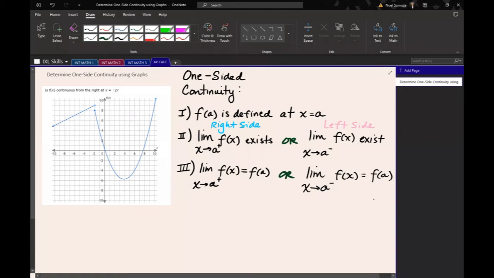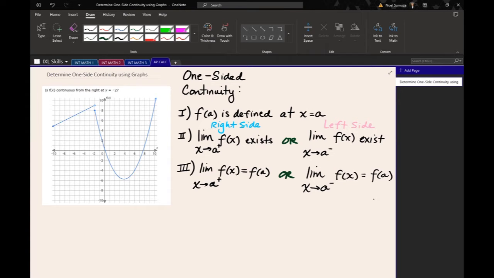All right, so we're going to talk about determining one-sided continuity using a graph. Last time we spoke about continuity in general, but we can also consider continuity just from one side. It's still essentially the same three-part definition. The first one must apply: f of a is defined at x equal to a.